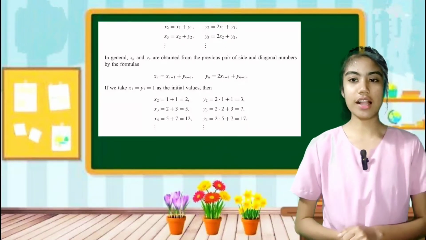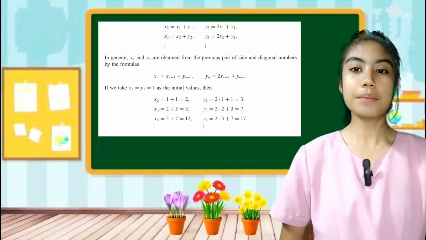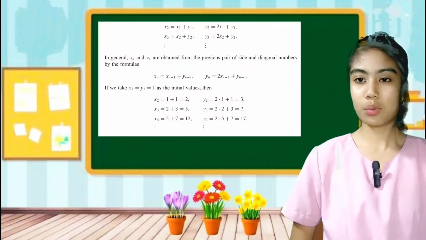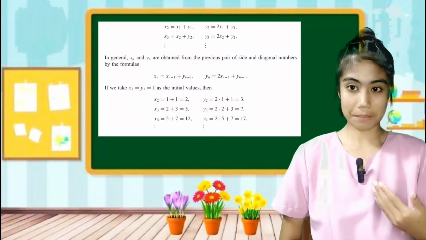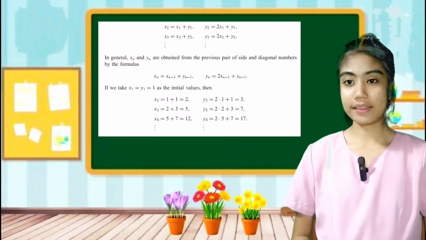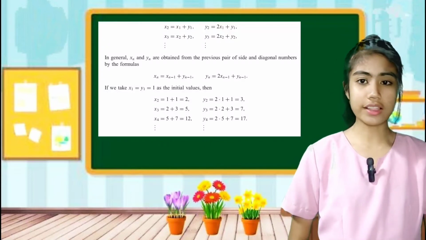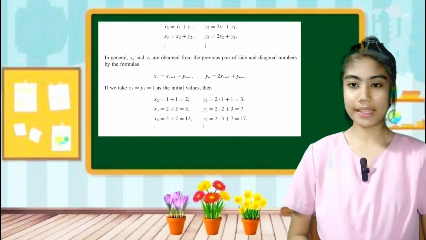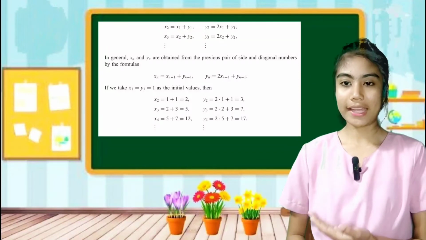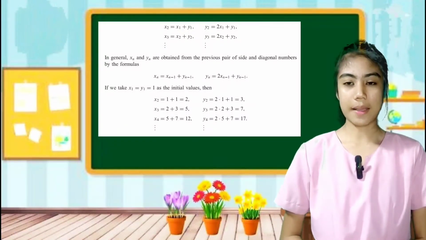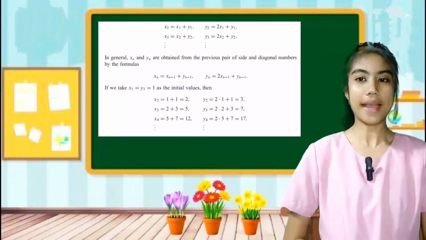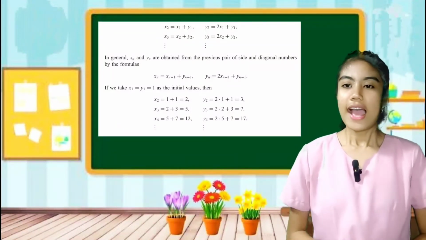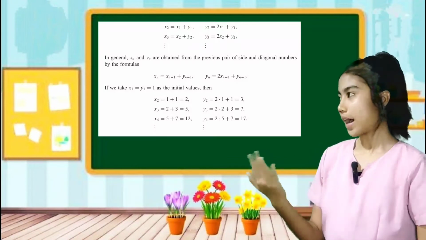The second side and diagonal, x sub 2 and y sub 2, are formed from the first, the third side and diagonal, x sub 3 and y sub 3, from the second, and so on according to the scheme. In general, x sub n and y sub n are obtained from the previous pair of side and diagonal numbers by the formulas x sub n is equal to x sub n minus 1 plus y sub n minus 1, and y sub n is equal to 2x sub n minus 1 plus y sub n minus 1. If we take x sub 1 equal to y sub 1 equal to 1 as the initial values, then it will become this.